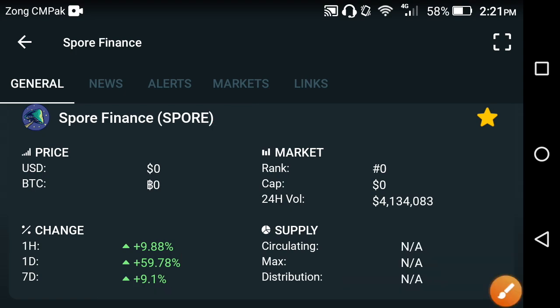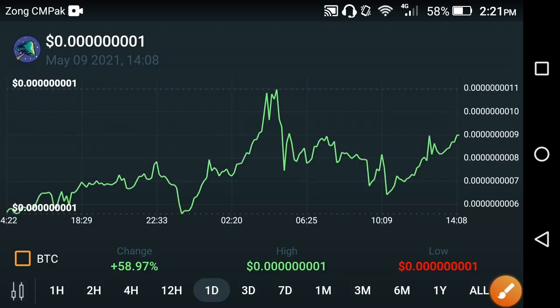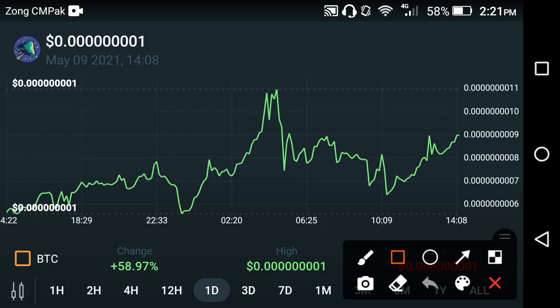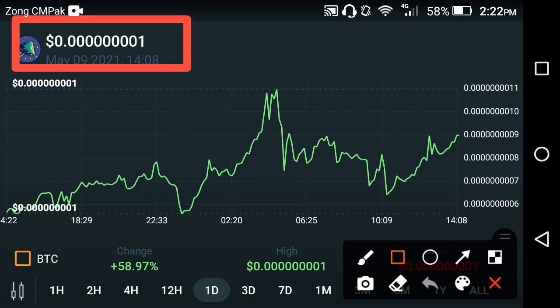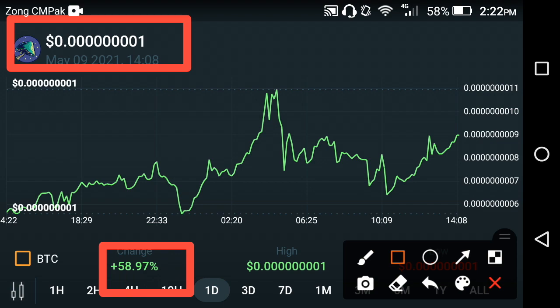Let's see the price chart of the Spore finance for more details. As you can see here, first of all I will show you the price of Spore finance. As you can see here, a big bundle of zeros, and after a big bundle of zeros there is the one friends. So that means that the price of the Spore finance is very low friends. Anyways, let's see the price change in the Spore finance in the last 1 day. 58.97% positive change occurred in the Spore finance.